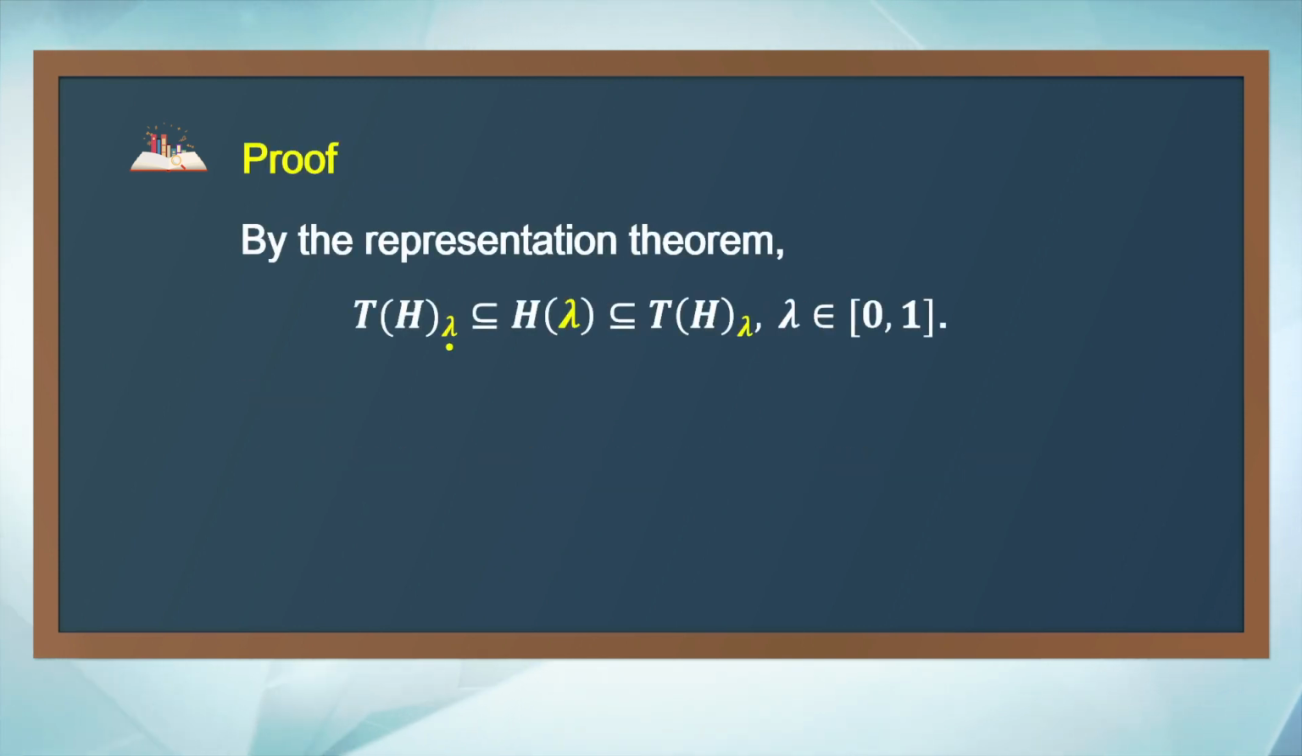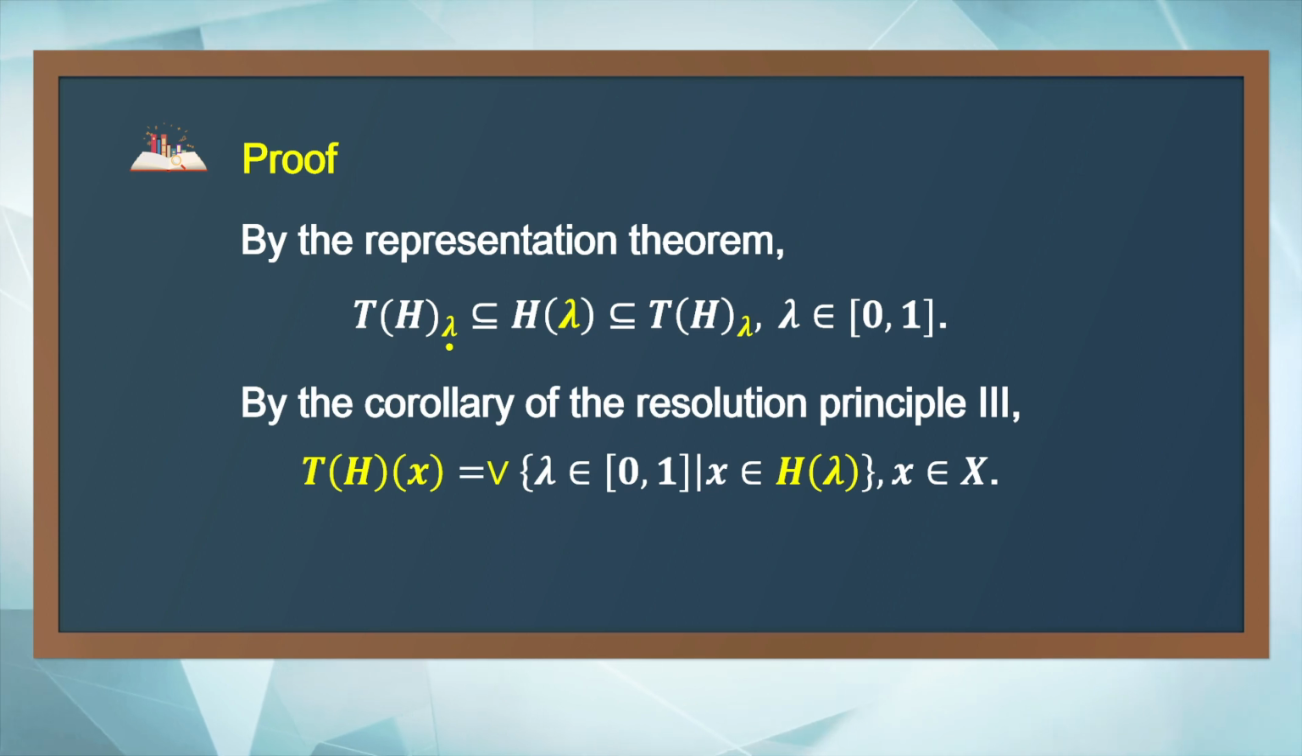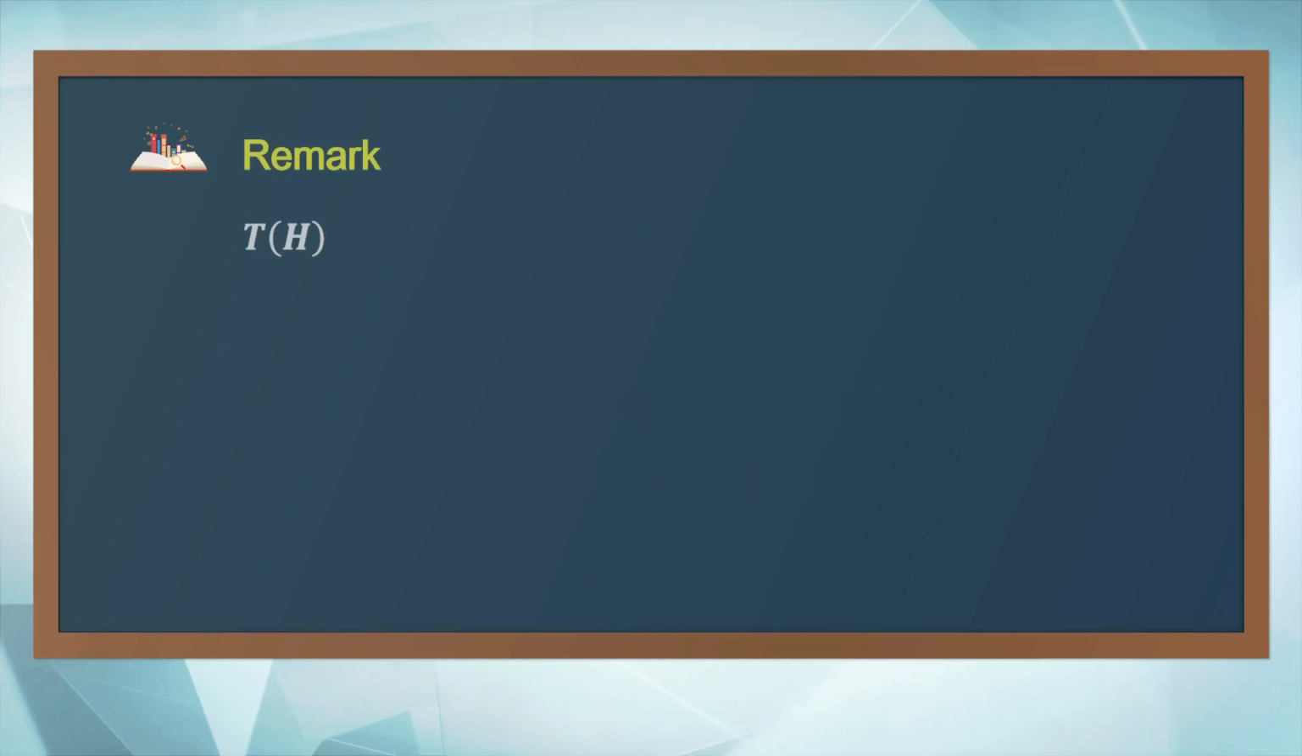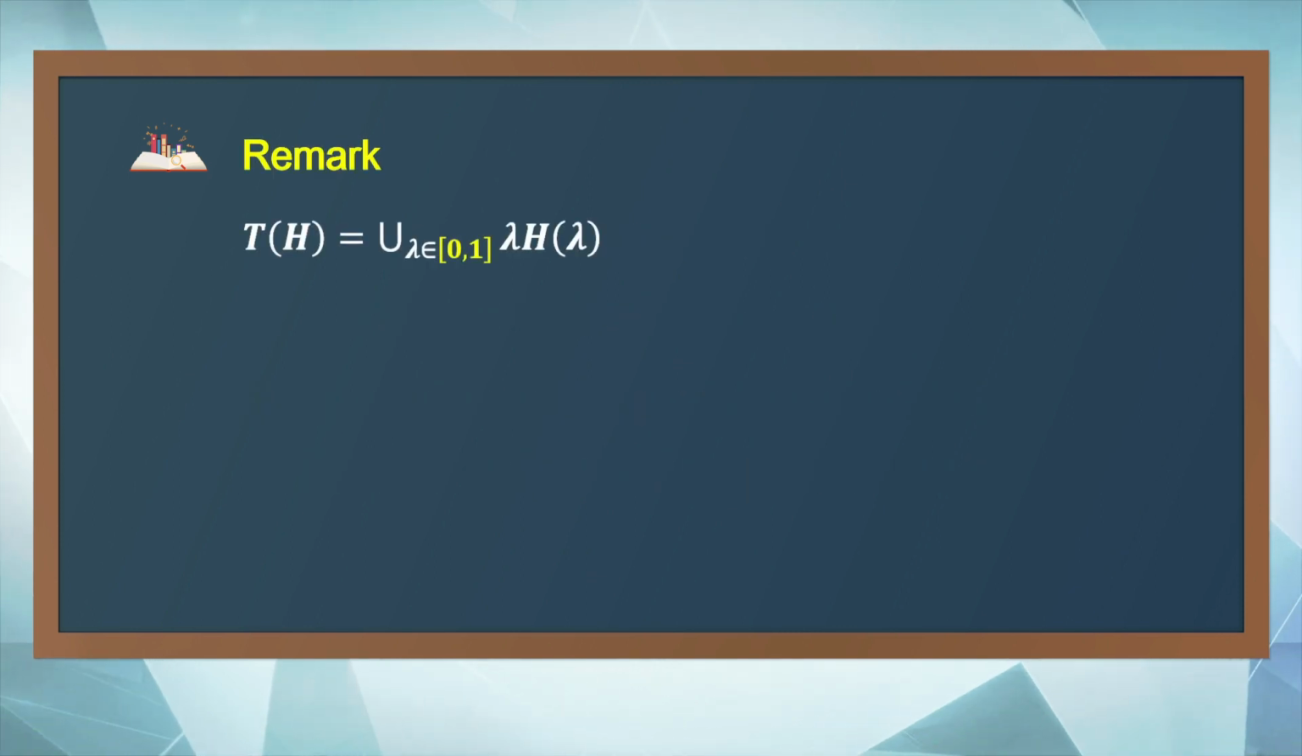By the representation theorem, we have that h of lambda is in between the strong cut and cut of T of H at level lambda for all lambda in the closed interval from 0 to 1. By the corollary of the resolution principle 3, T of H of X is the supremum of lambda such that X is in h of lambda. This completes the proof.